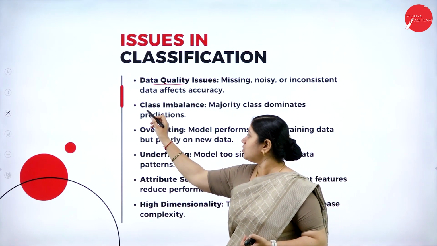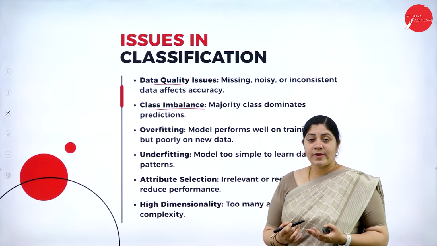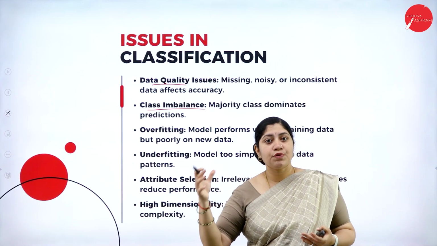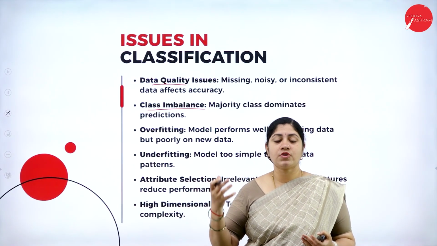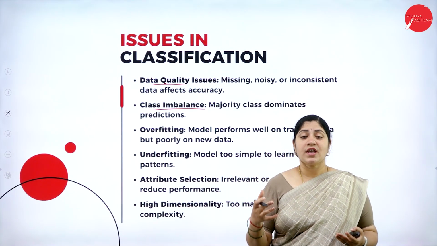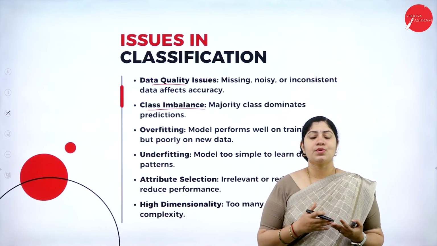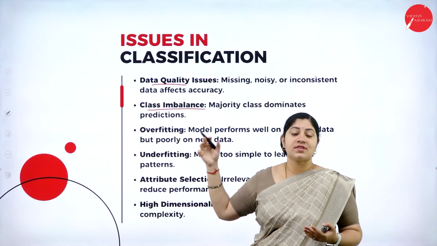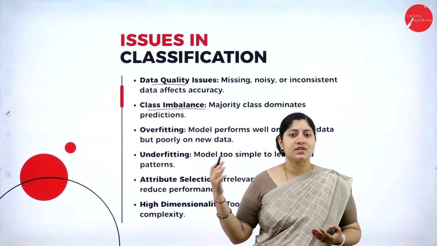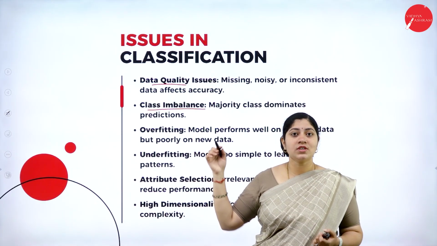The second issue is class imbalance. With respect to this, there will be a few classes which we build based on our requirements, correct? And these classes will dominate the predictions. So it directly affects decision making or business intelligence. Thus, it forms an issue.